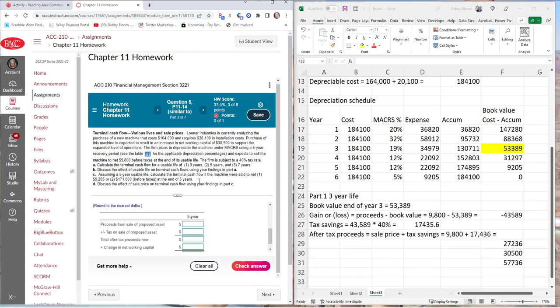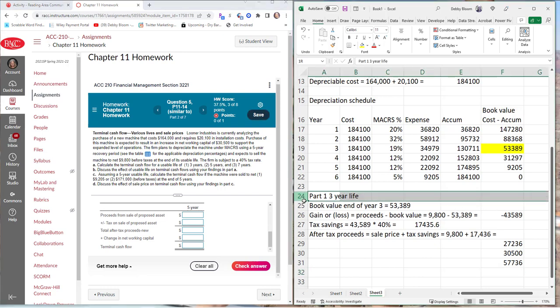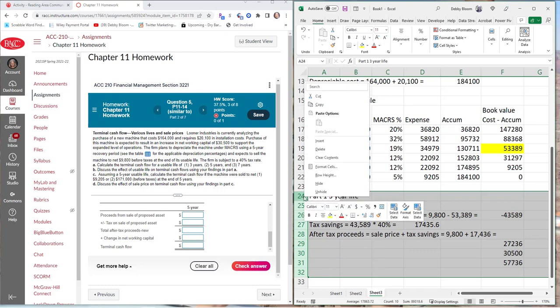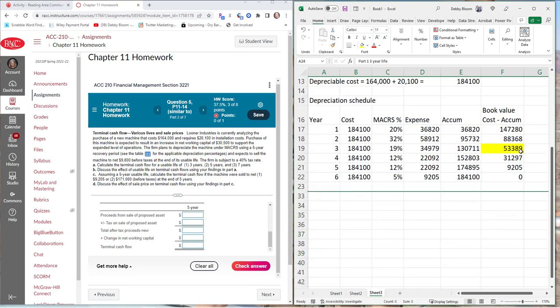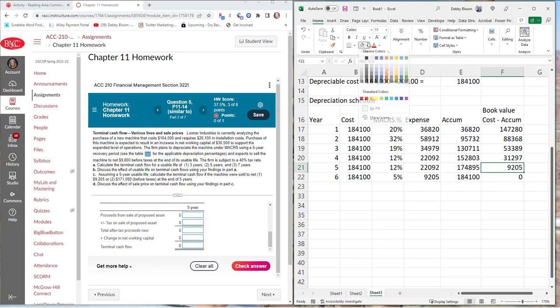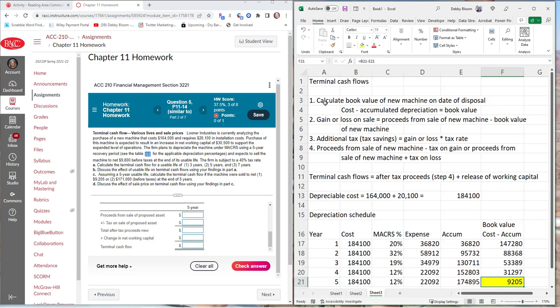Now let's move on to the second part. In part 2, we have a usable life of 5 years. So I'm just going to hide these rows and take away my highlighting. If we have a usable life of 5 years, we're just going to sell it at the end of 5 years. At the end of 5 years, our book value is $9,205. So we've got step 1, the book value of the machine on the date of disposal.